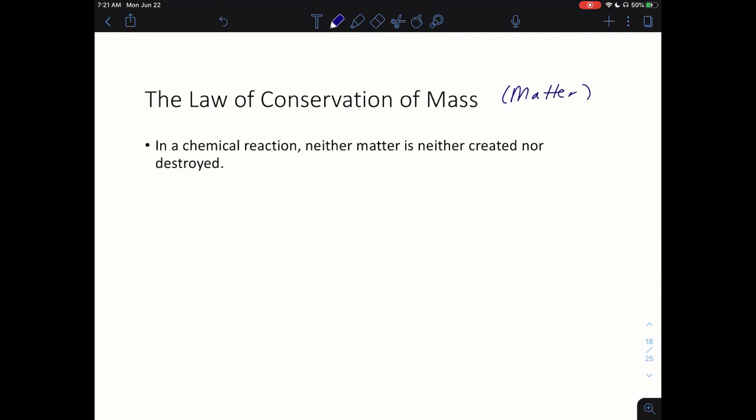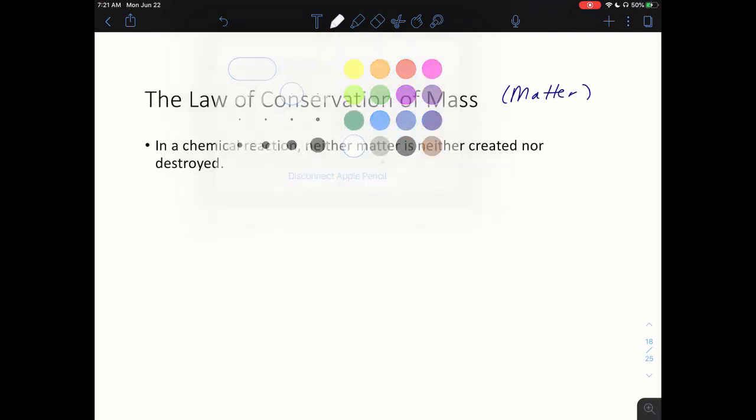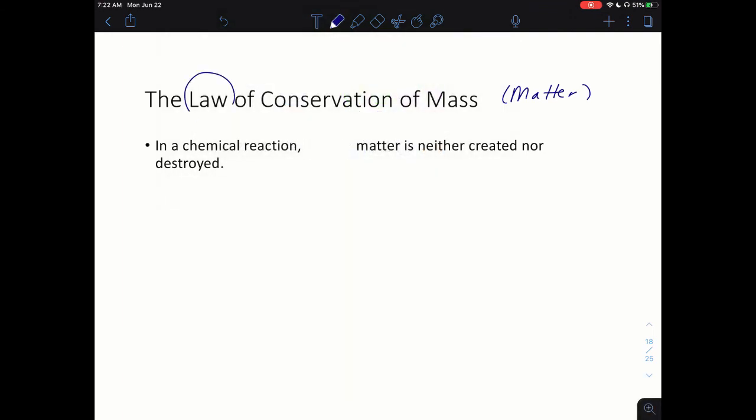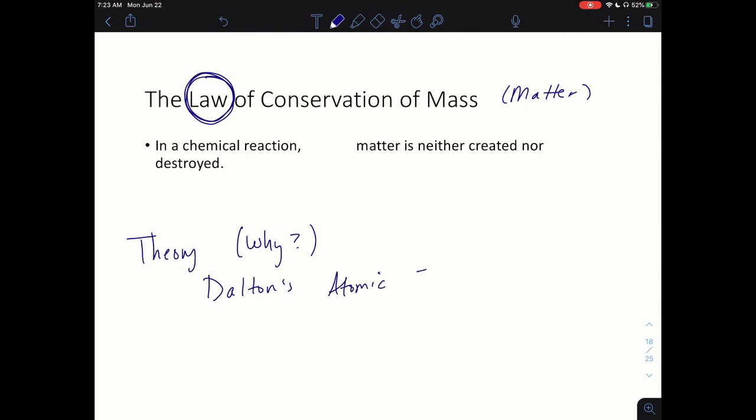gives the substance mass. So in a chemical reaction, matter is neither created nor destroyed. And this is a law. It's based on repeated observation. Now, why is that? Well, the why, the explanation for this law, would be a theory. So what theory explains the law of conservation of mass? Well, that would be Dalton's atomic theory of matter, which we will discuss later in the class.